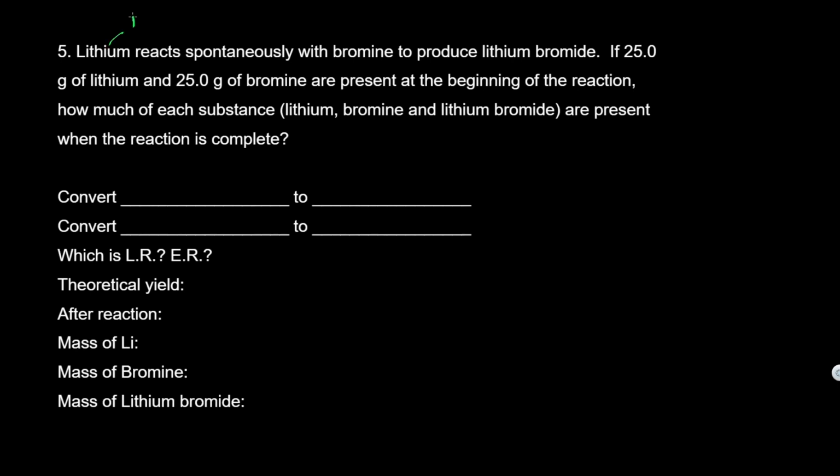So lithium, it's Li. Let me write it on the bottom there. So lithium will react spontaneously with bromine. It's not Br, it's Br2, because it's one of those diatomic molecules, to produce lithium bromide. So when they bind together like this, ionic bond, this is cation +1, -1.